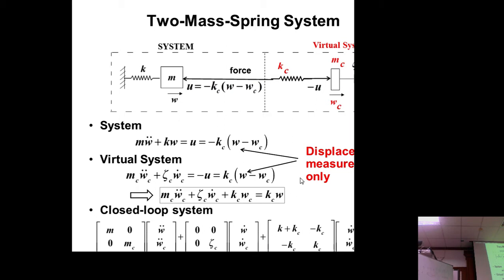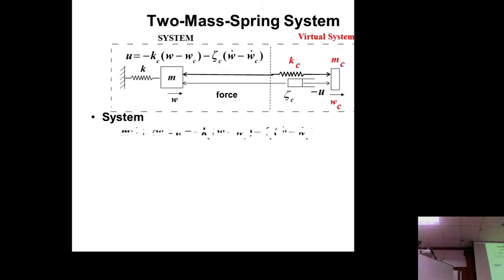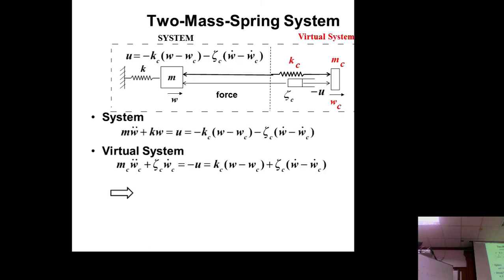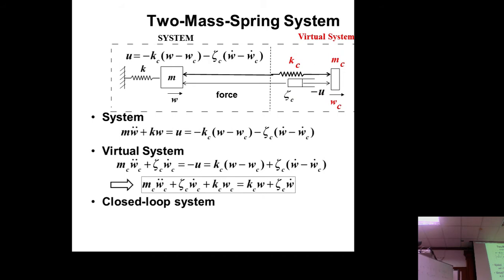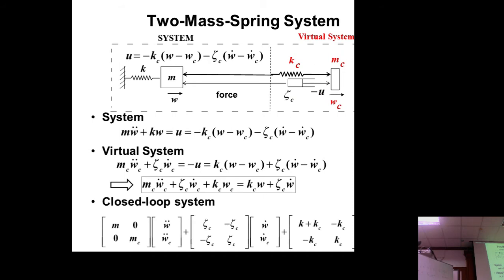This is for displacement measurement only. In the next one, I added the new one, this one here. This W dot is also not right. The closed loop needs displacement and velocity measurements.